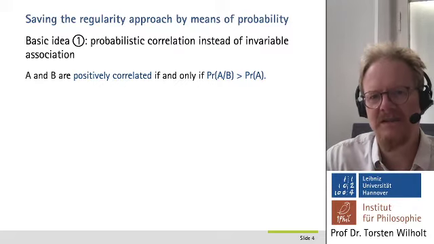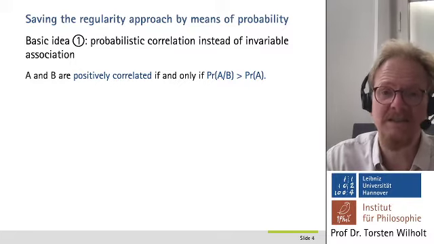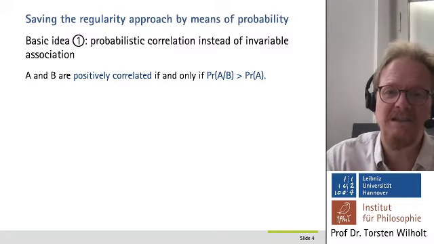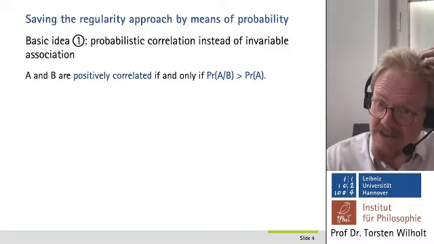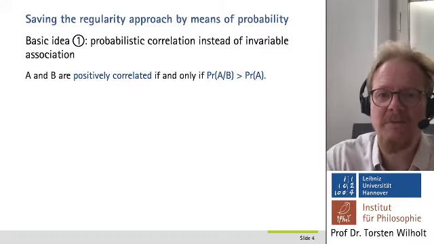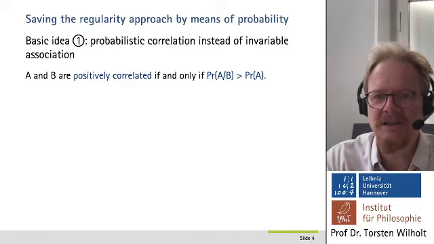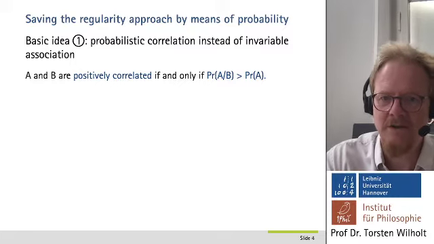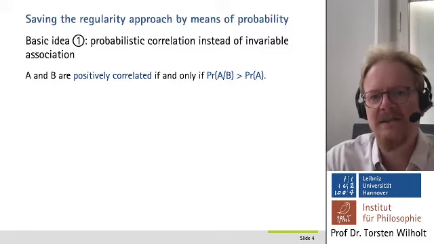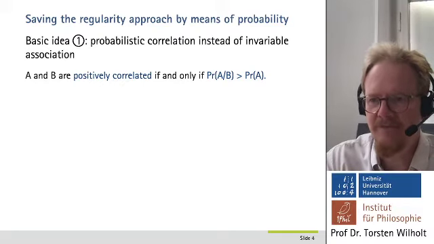For example, if A is developing lung cancer and B is smoking, the probability of getting lung cancer, given that someone is a smoker, is higher than the unconditional probability of a person getting lung cancer. So that's why we say that smoking and lung cancer are positively correlated.